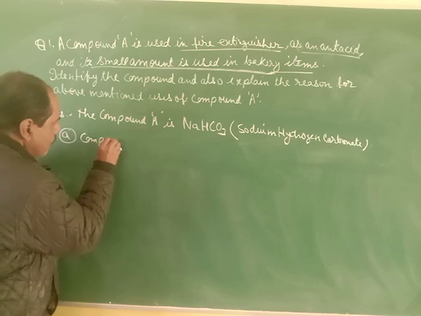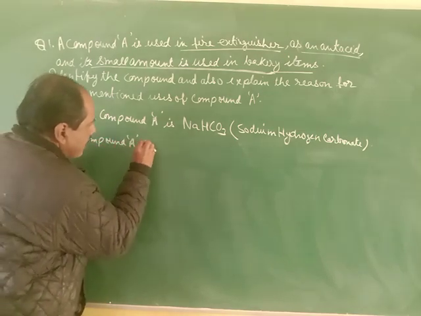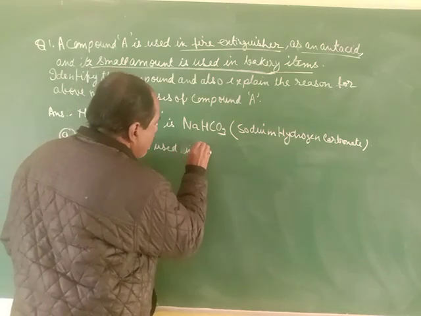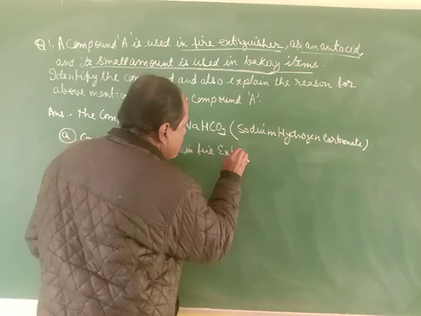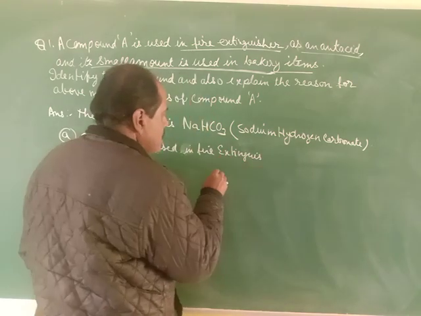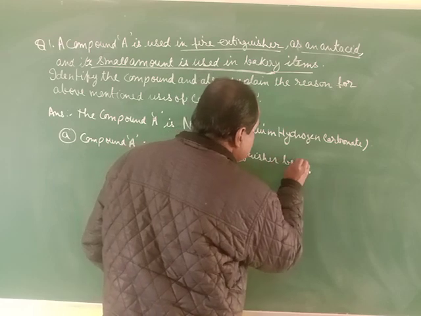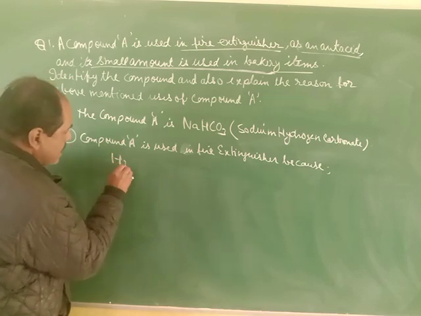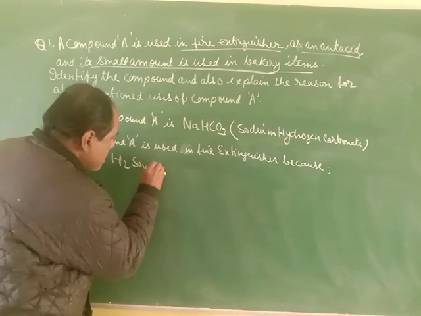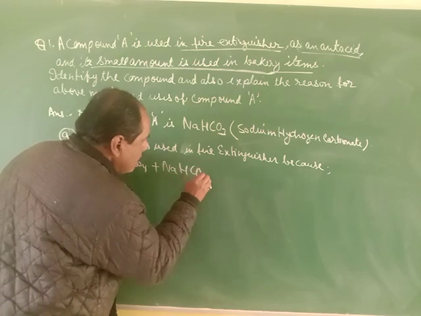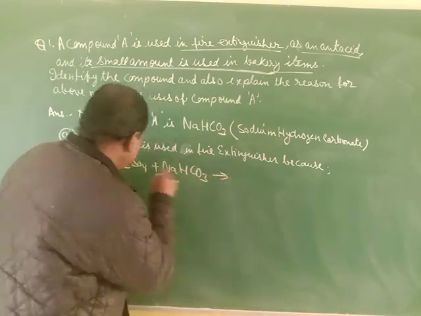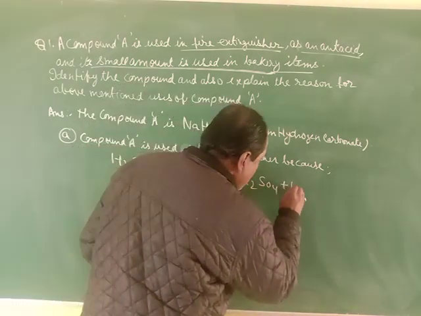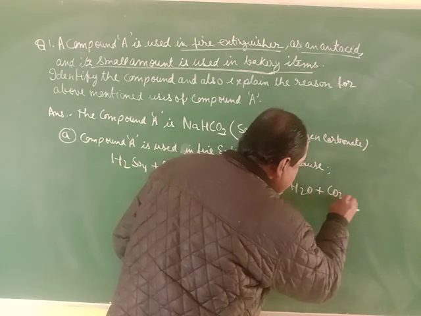So we can say compound A is used in fire extinguisher because H2SO4 plus NaHCO3, sodium hydrogen carbonate, react to form salt, that is sodium sulfate, plus water and carbon dioxide gas.